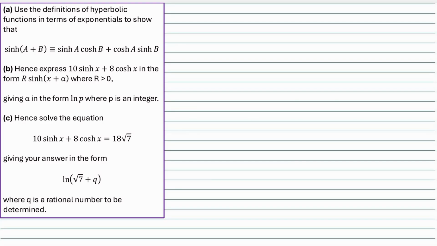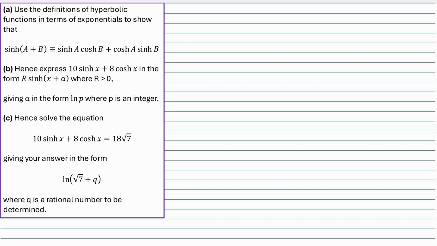Hi everybody. So in this video, we're going to try a past exam question on hyperbolic functions. In part A, we need to use the exponential form to prove this identity. In part B, we need to express 10 sinh x plus 8 cosh x in this form. And then in part C, we need to use what we did in part B to solve this equation.